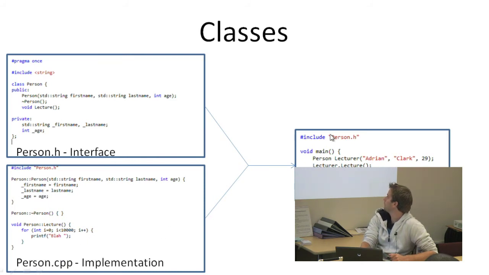And then we can use it just by going person lecturer. This will essentially look in here and say, okay, what methods do I have? Oh yeah, we've got a constructor, we can do that. And then when we run it, it'll come into here and run these pieces of code.